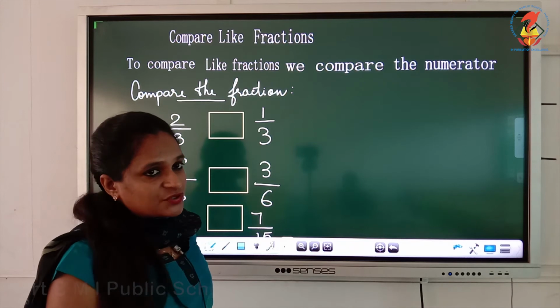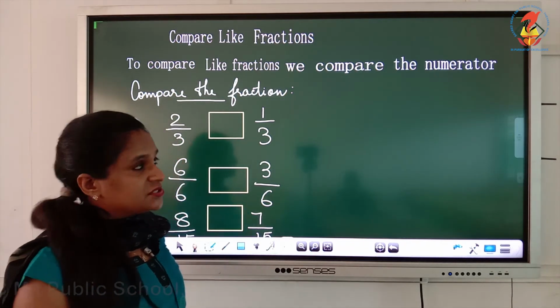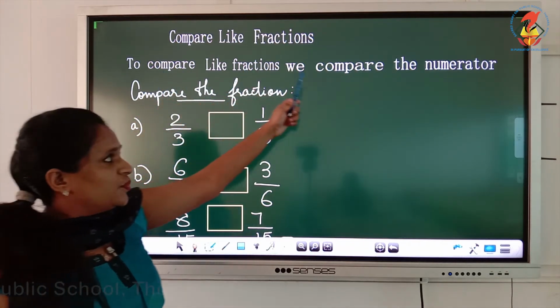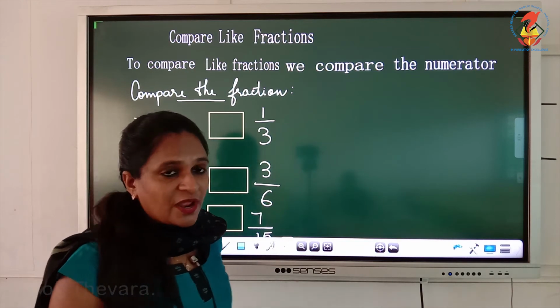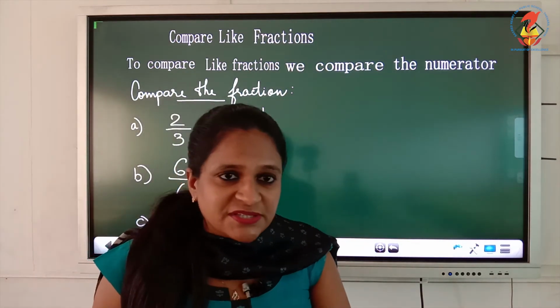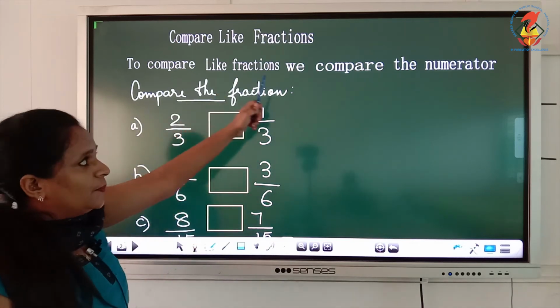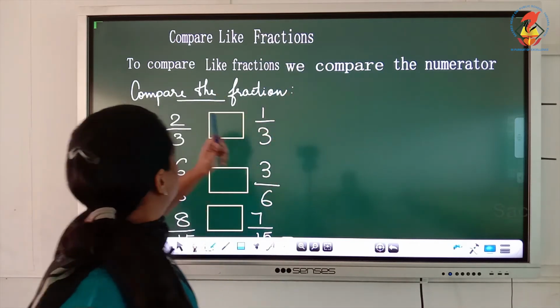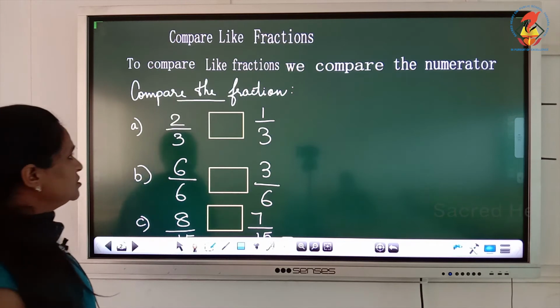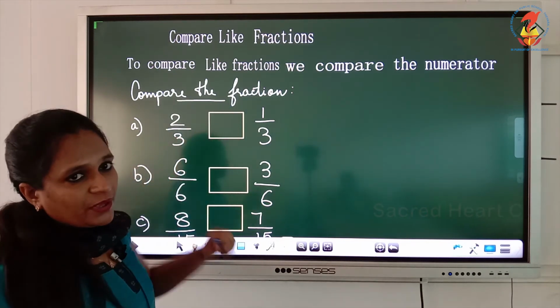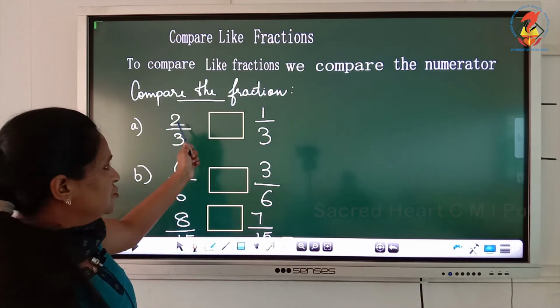Let's look at the first question, compare like fractions. To compare like fractions, we compare the numerator. For like fractions, the denominator remains the same and the numerator will be different. So, you have to compare only the numerator part. Now, let's compare the fractions 2 by 3 and 1 by 3. Which number is greater, 2 or 1?